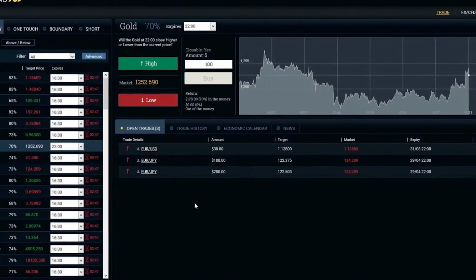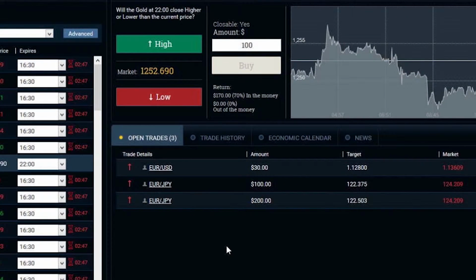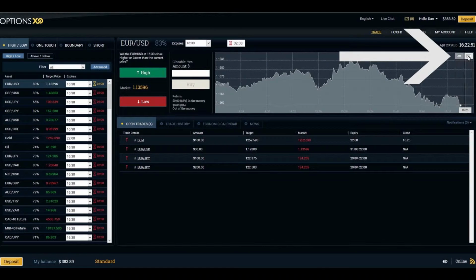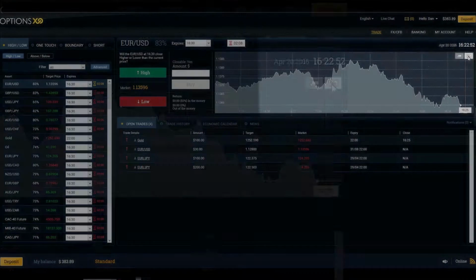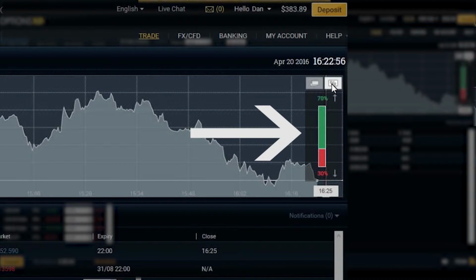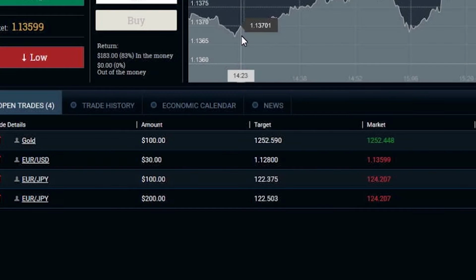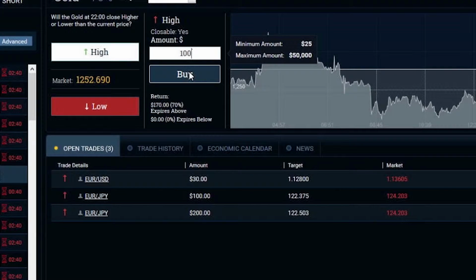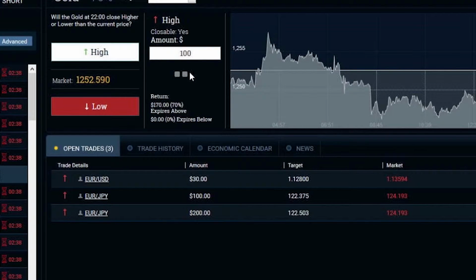Finally, select either high or low based on whether you believe the asset's value will increase or decrease according to your analysis. You can also follow the trader's choice bar on the right of the screen by clicking on the percentage mark on the upper right-hand side of the chart. Here you'll see the percentage of traders taking up or down options on the asset. After checking the potential return on your option under your investment amount, click on Buy and the platform executes the option.